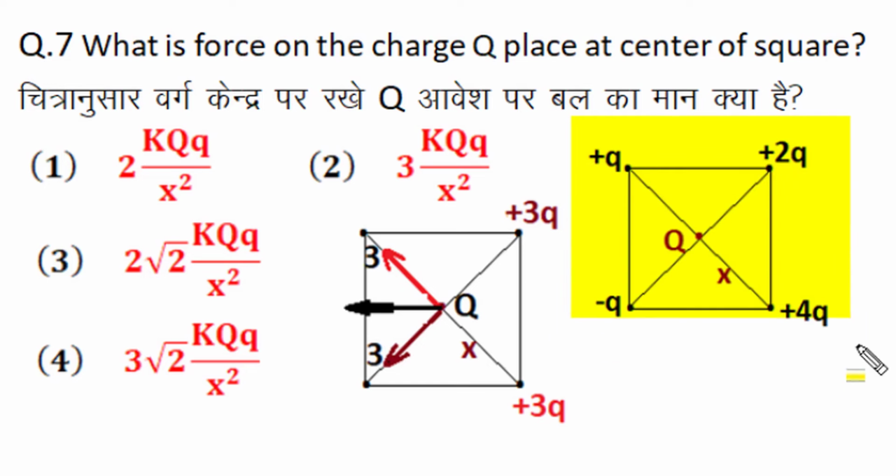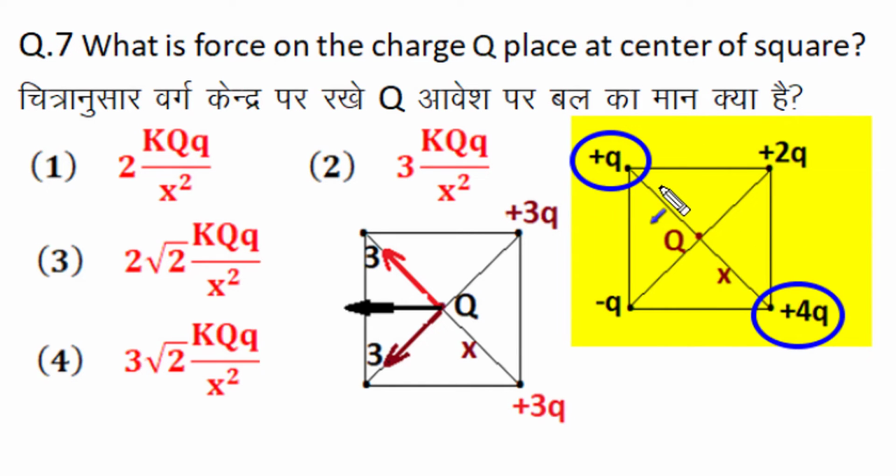In this given diagram, we have to find the force on the central capital Q charge, at the center of the square, having minus q, plus 4q, plus 2q and plus q charges on the 4 vertices as shown here. It's a very good example of the superposition principle, which says that the resultant electric field is the vector sum of the individual electric field contributions.